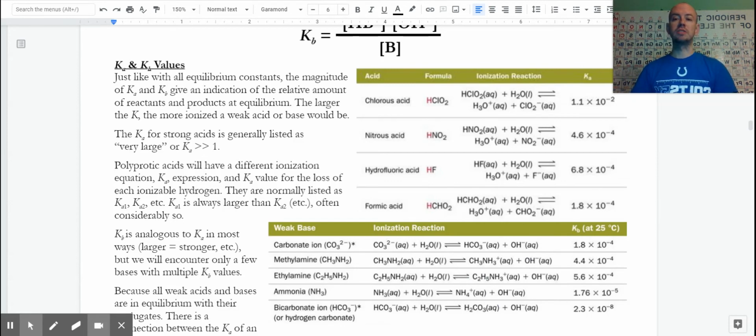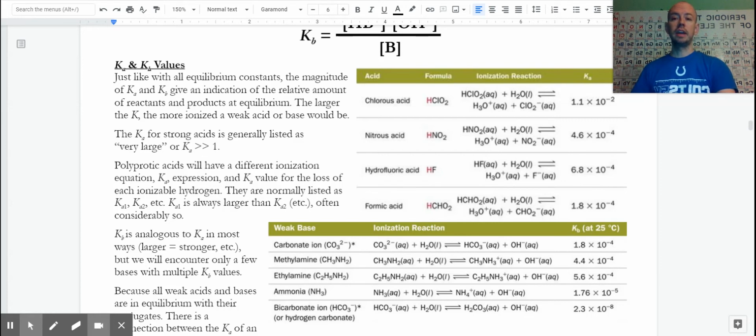When we have a strong acid or a strong base, you may see that it gives you a K value. It may say that it's much, much greater than 1. It may say that it's very large. But in general, they don't even give you a K. But that's a way that they can communicate that an acid we don't know, that's not on our list, is strong.